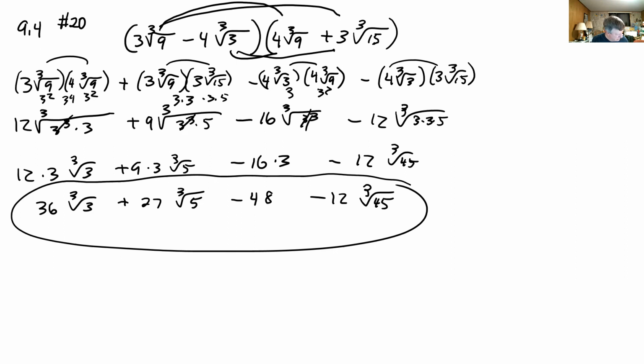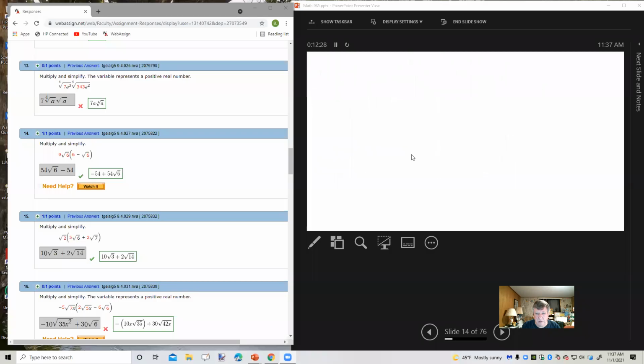Okay, let's see here. 14. All right, we'll go back and share this screen. These are again questions from section 9.4. This is number 13. Multiply and simplify. The variable represents a positive real number. So once again, we don't need absolute value bars.